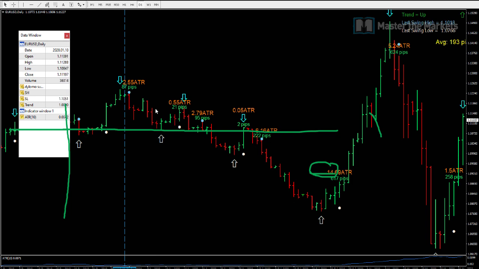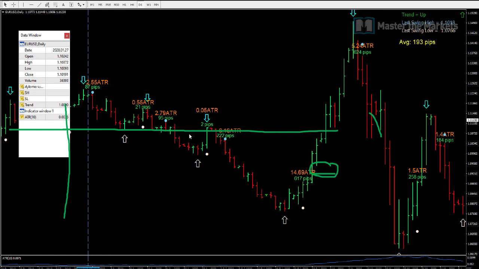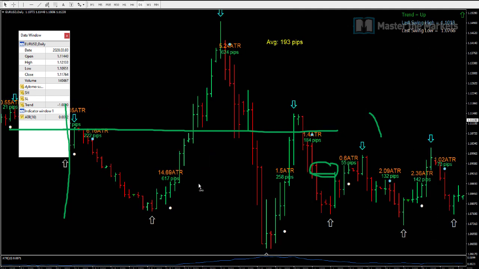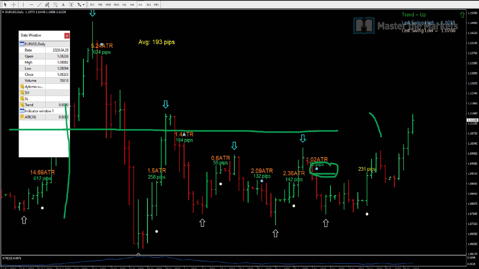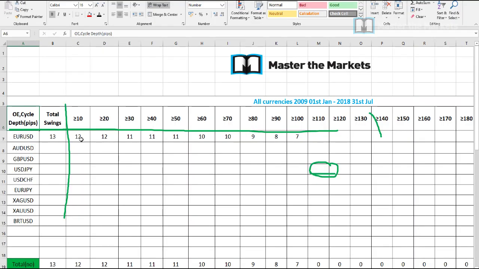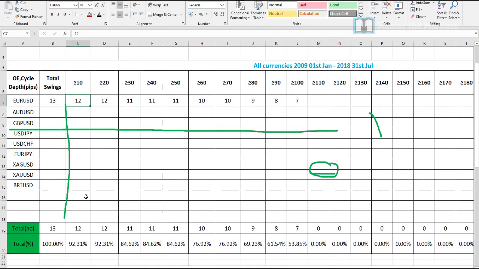Now out of that, how many of them went more than 10 pips? We can see immediately there's only one of them that hasn't. Other than that, most of them have, right? So that's why on this journal here, you can see 12 of them have done, except for that one which only did 2 pips, right? So 12 out of 13, that's 92% of them get there.